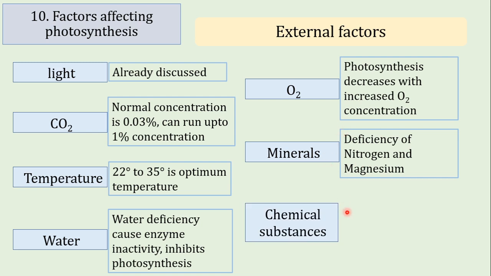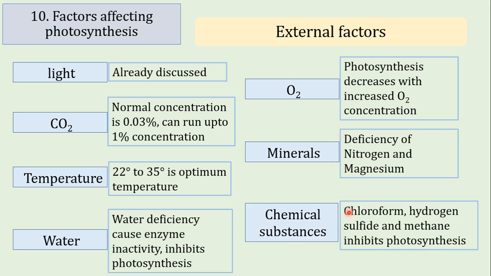There are some chemical substances which are toxic for plants, such as chlorine, hydrogen sulfide, and methane. Presence of these gases or chemical substances will result in inhibition of photosynthesis.